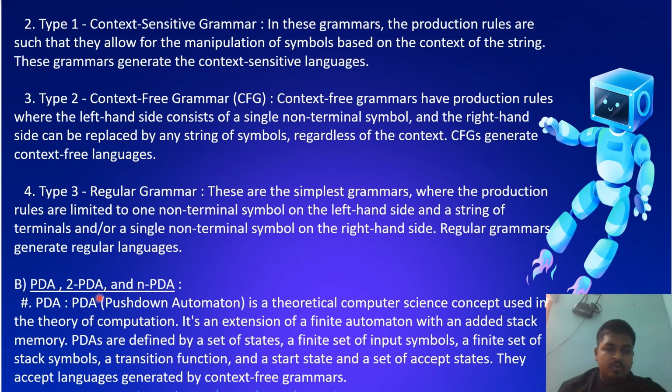Option B, PDA, 2PDA, and NPDA. PDA stands for pushdown automata. It is a theoretical computer science concept used in the theory of computation. It is an extension of the finite automaton with an added stack memory. PDAs are defined by a set of states, a finite set of input symbols, a finite set of stack symbols, a transition function, a start state, and a set of accepting states. They accept languages generated by context-free grammars.